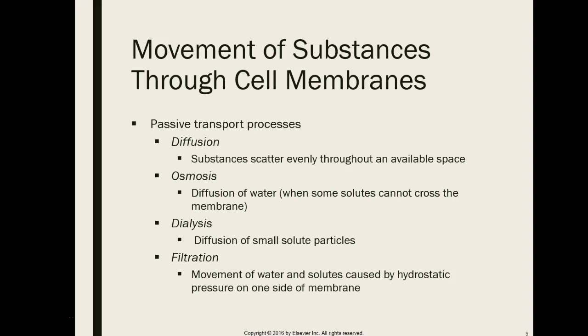Osmosis is going to be the diffusion of water. This occurs when solutes cannot cross the plasma membrane. Instead of the dissolved substances passing through that plasma membrane, the water will pass through to try to equalize or balance those water levels. Dialysis is the diffusion of small solute particles. So some will move across the membrane while others do not. This often results in an uneven distribution of those solutes.